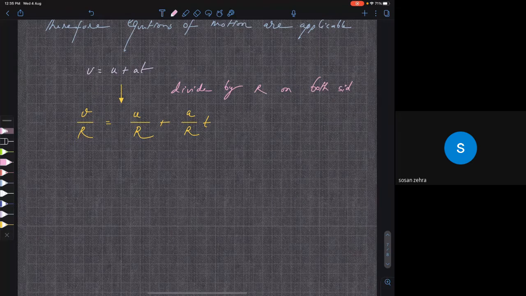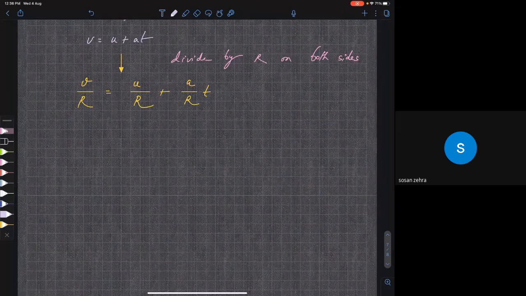So what did we get? What is v by r? It is omega. u by r is omega naught. a by r is alpha. t is t. You got it?